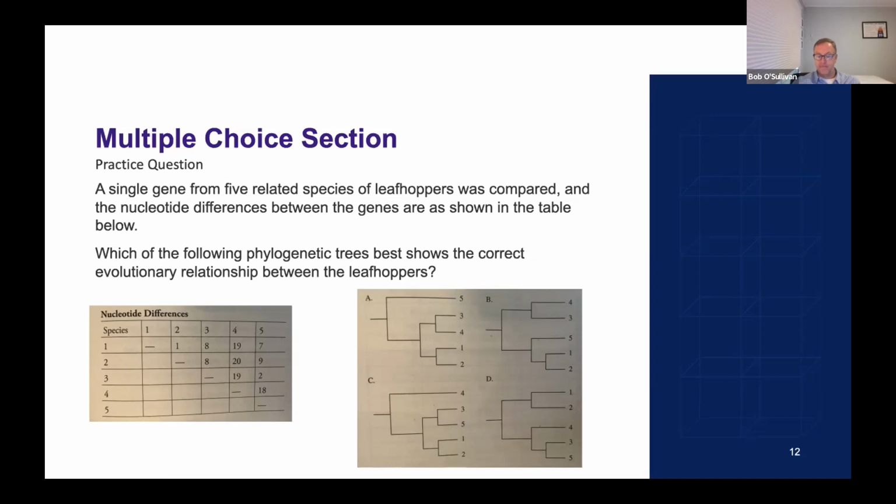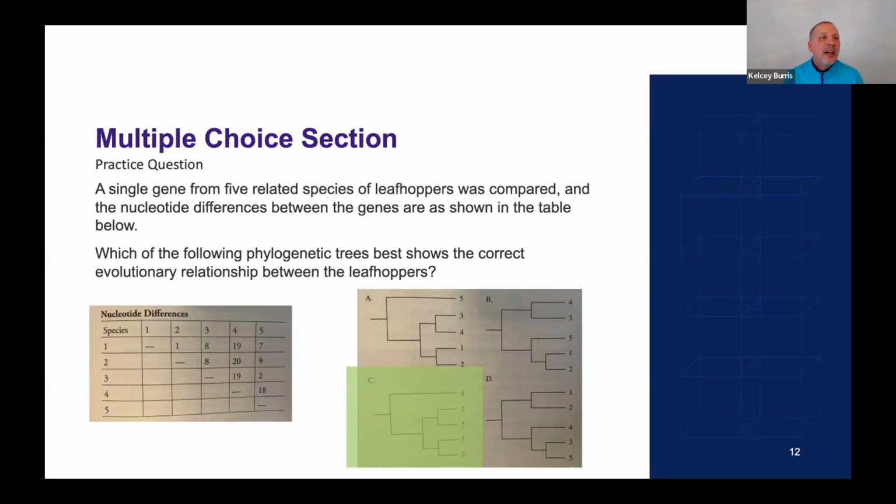All right, excellent. So we have our responses. And in this case, the answer is actually C. And the reason it is C is that there are fewer nucleotide differences between species 1 and 2, indicating they would reside close to one another on the cladogram. The same holds true for species 3 and 5. There are a large number of differences between species 4 and all the others, which then leads to C being the most appropriate answer for this one.